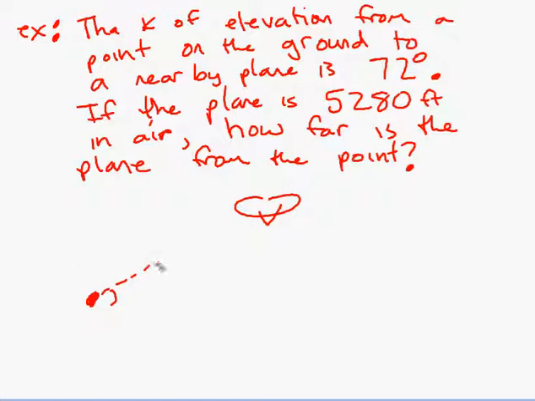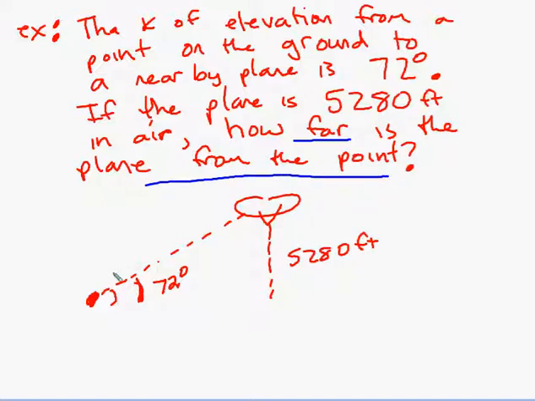The point is looking up with its eye. So we have an angle right here of 72 degrees, and we know that the plane is 5,280 feet in the air. Now the next question becomes, how far is the plane from the point? Do I mean this, over the ground? Or do I mean this direct distance? I'm going to say I mean the direct distance. I don't want this distance over the ground.